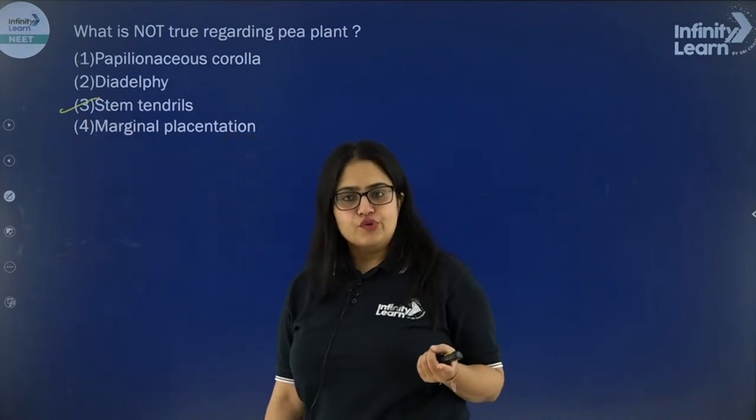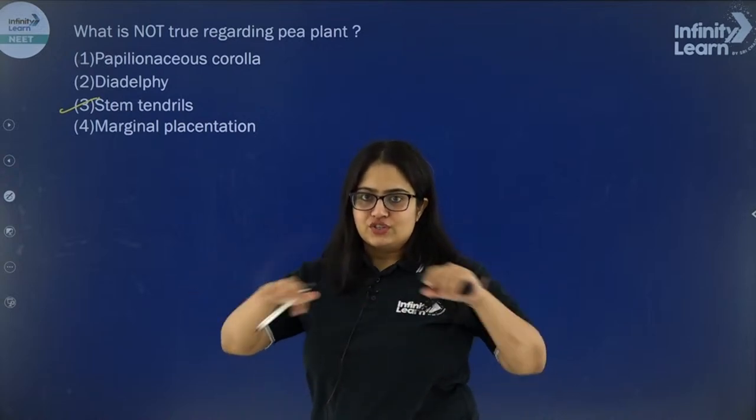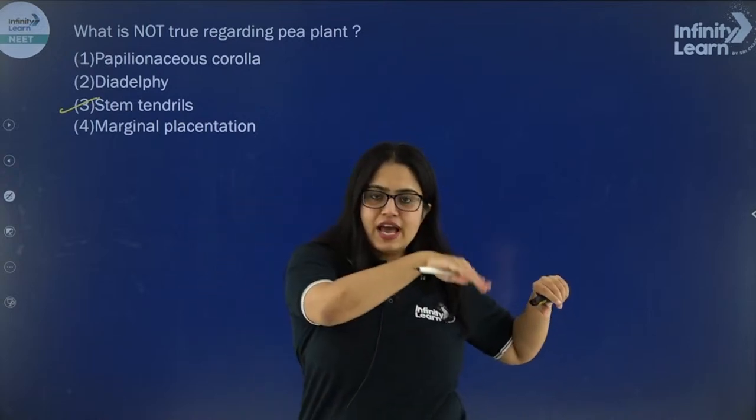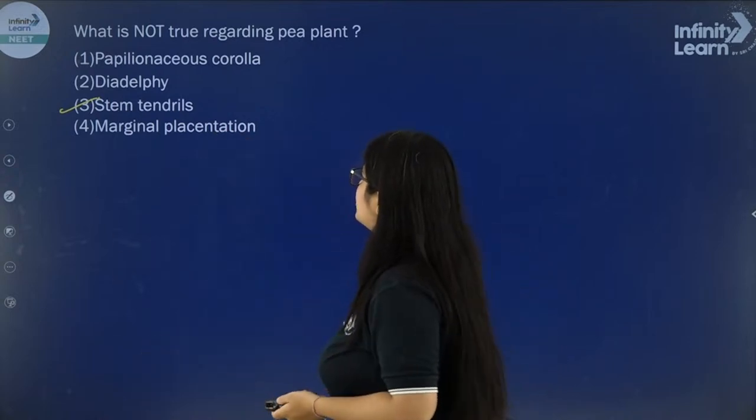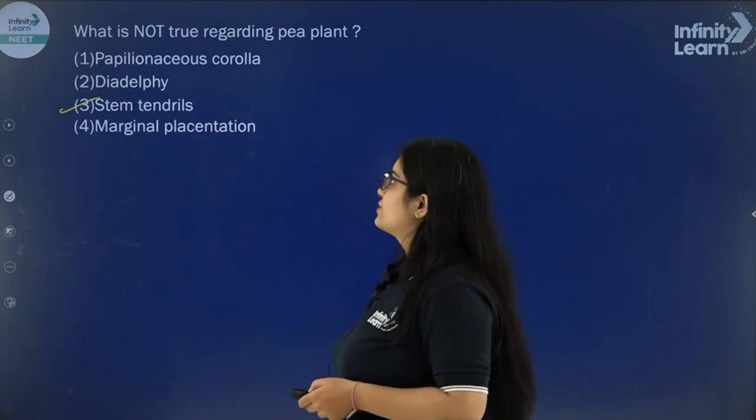Marginal placentation, ovules in pea plant are arranged, my dear students, along the ridge. So there's a ventral suture and there's a ridge, and over the ridge the ovules are arranged. Marginal placentation, that's absolutely correct. So only the third option is incorrect.